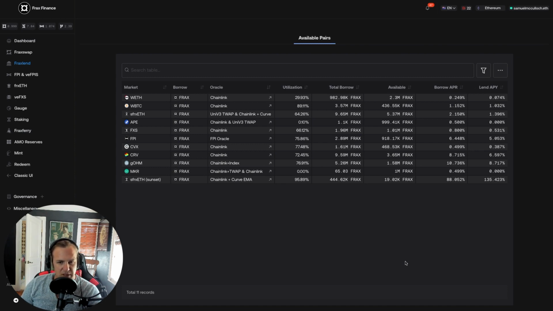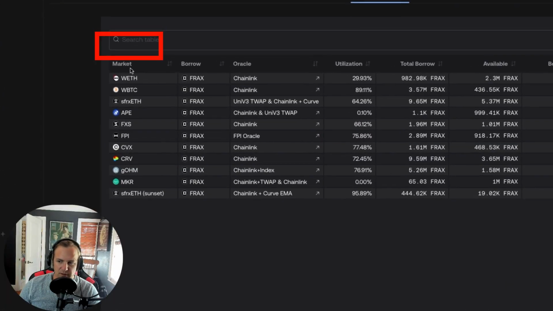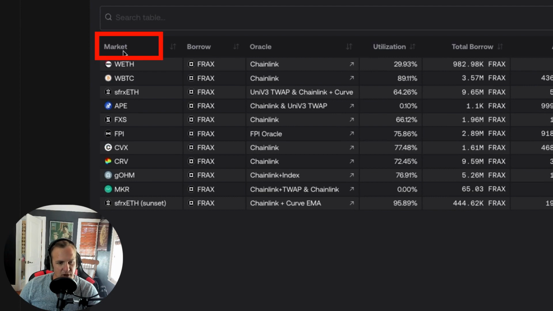There's only one place to go, which is this available pairs. But what you're going to be shown here is a nice table full of lots of information. And so you may have some questions. So let's go through each of these columns so that you can better understand what is being displayed here for Fraxlend. Starting all the way on the left, you're going to have the market column.